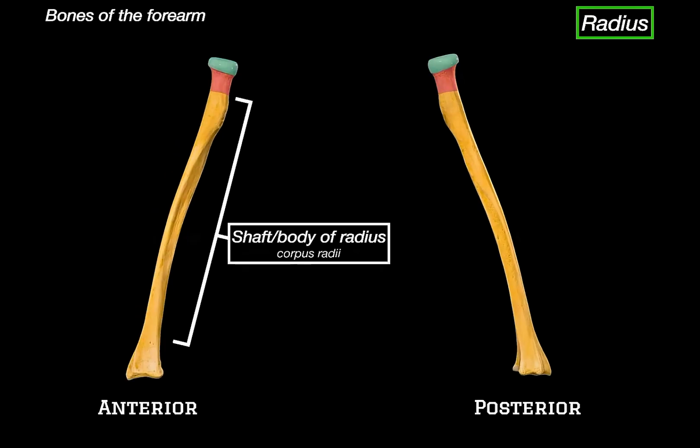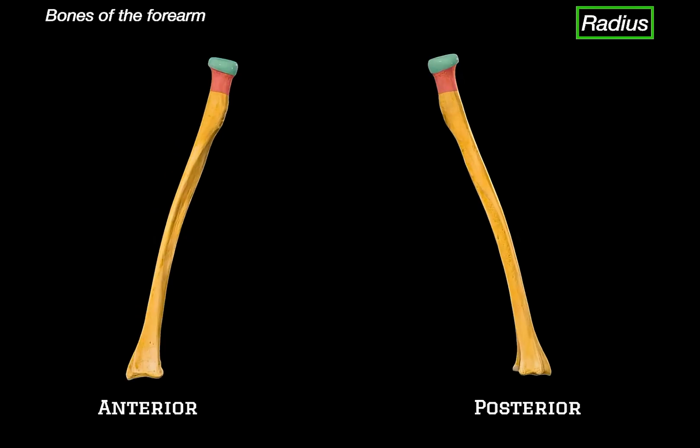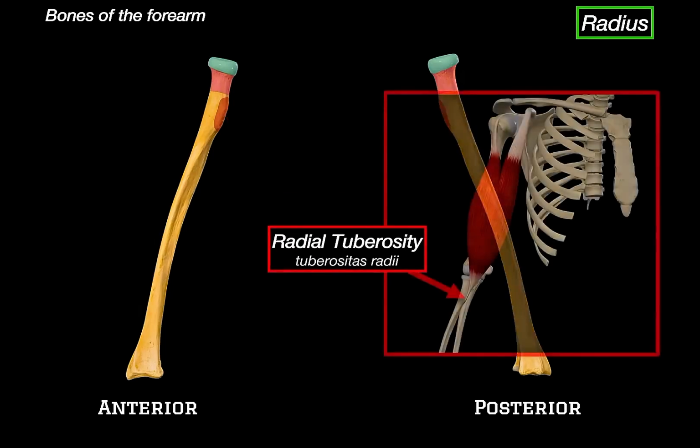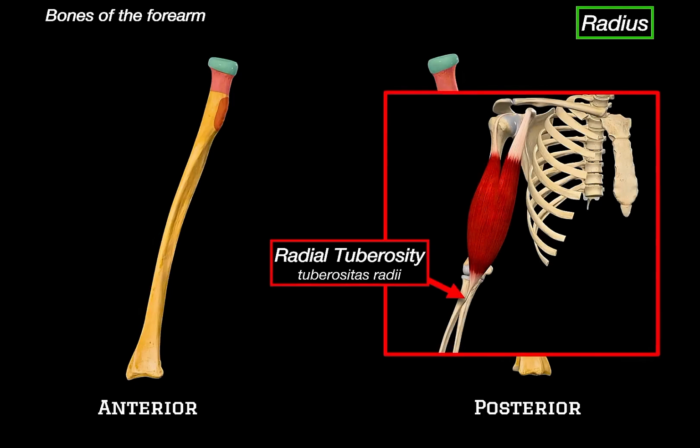Shaft of the radius. One important feature near the top of the shaft is the radial tuberosity. This roughened projection is located on the medial side of the anterior surface, just below the neck. The tendon of the biceps brachii muscle attaches here. When the biceps contracts, it pulls on this tuberosity, producing flexion of the forearm at the elbow joint.